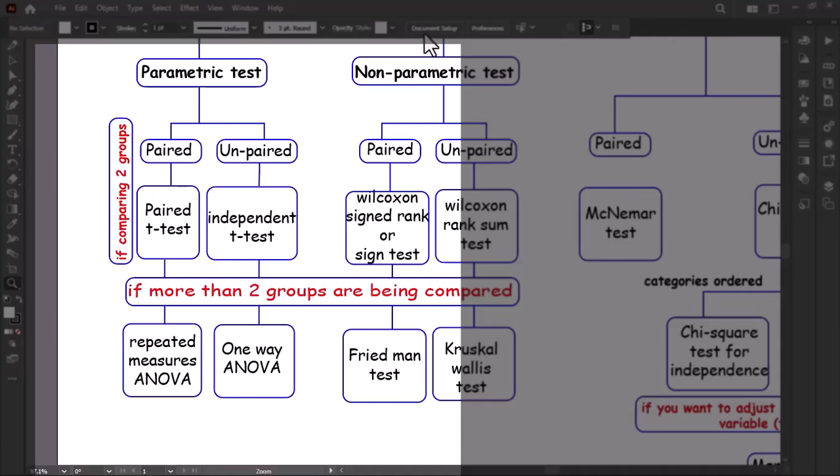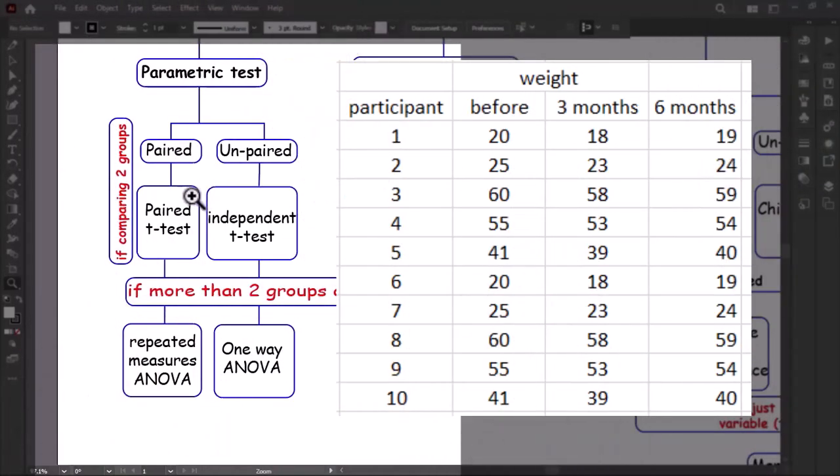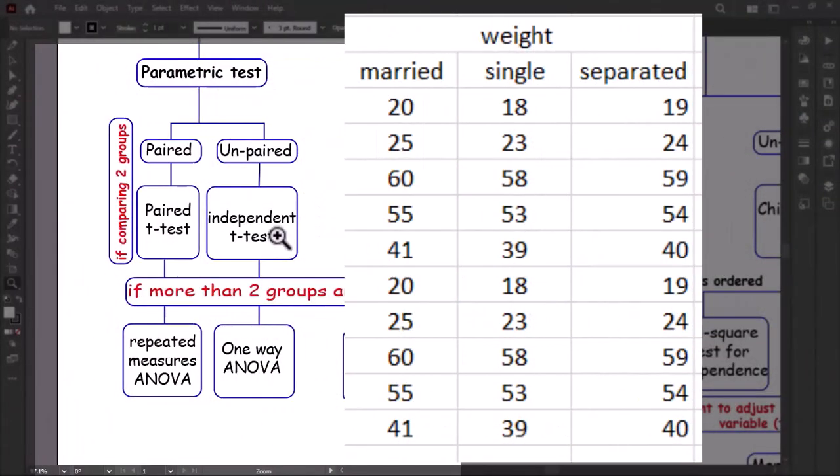So instead of the paired t-test, if the observations, for example in this case, were taken before, then at 1 month, at 3 months, and at 6 months, same individuals but measurements for 4 different time points, then we would use a repeated measures ANOVA. If the observations were independent, and maybe we are comparing the married, single, and the separated, then we would use one-way ANOVA.